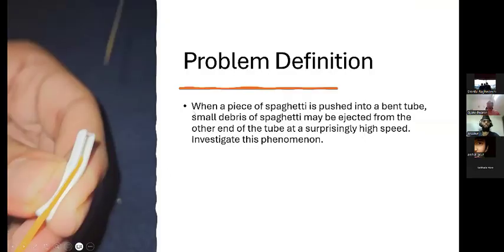It says that when a piece of spaghetti is pushed into a bent tube, a small debris of the spaghetti may be ejected from the other end of the tube at a surprisingly high speed. And we are tasked to investigate this phenomenon.